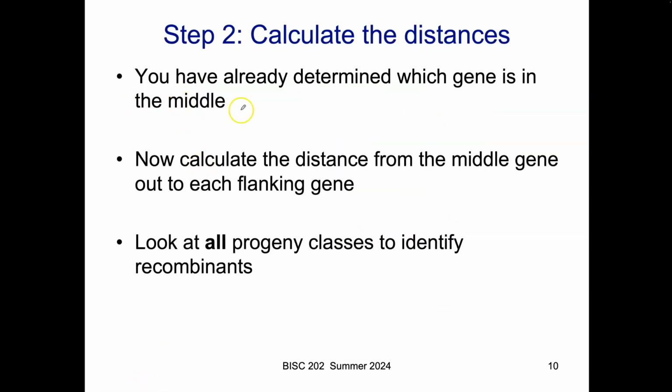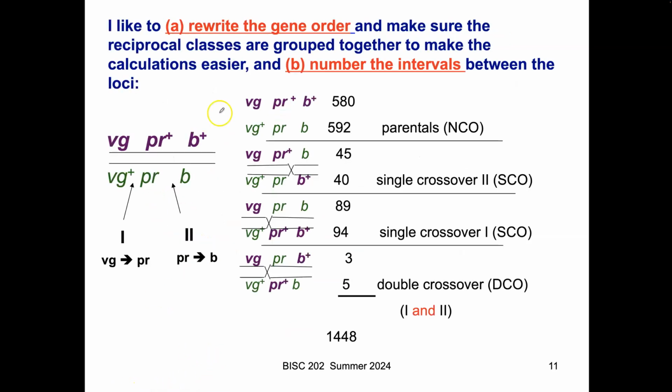Okay, so then the next thing, so you've determined which gene is in the middle, and now you want to calculate the distance from that middle gene to either flanking gene, and that's the next part. But it's a very good idea, I strongly recommend you take the time to just rewrite the genes in order, because it makes the analysis of the data much easier. Okay, and so I will stop there, and we will come back with the data all rewritten and ready to analyze.